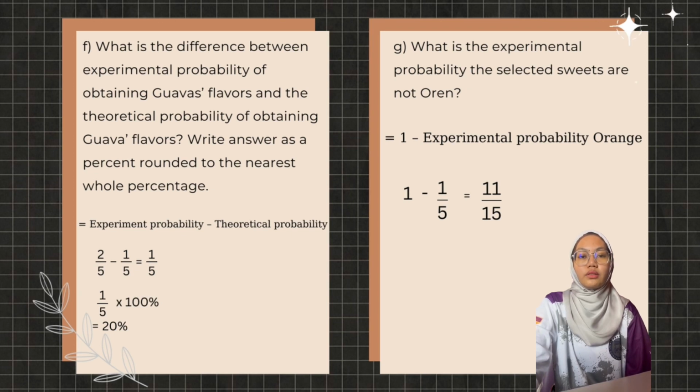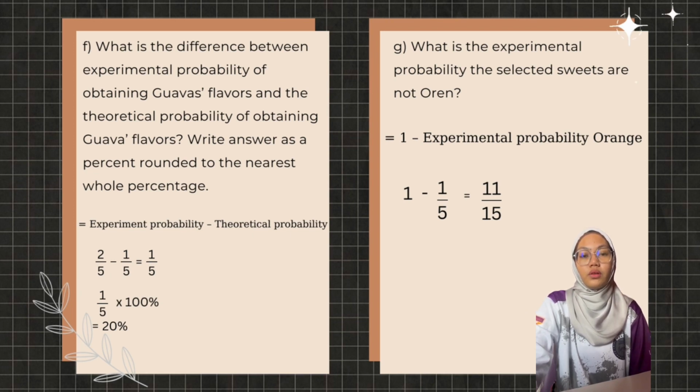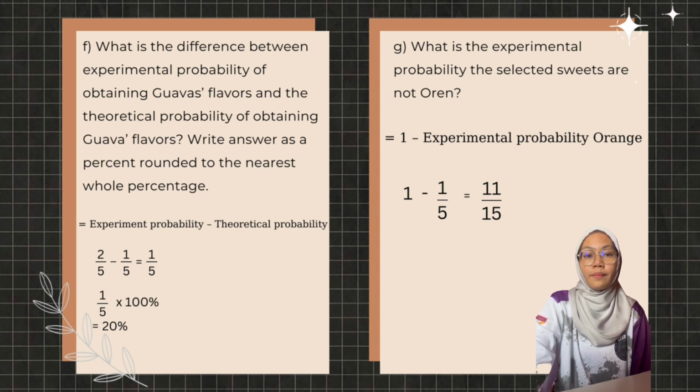The next question is, what is the experimental probability that the selected sweets are not orange? For this question, we are going to use the formula 1 minus the experimental probability of orange. This is because 1 is the maximum possible value of the probability of an event. Therefore, you just substitute the answer for the experimental probability of orange that we already got. So 1 minus 4 over 15, then the answer equals 11 over 15.